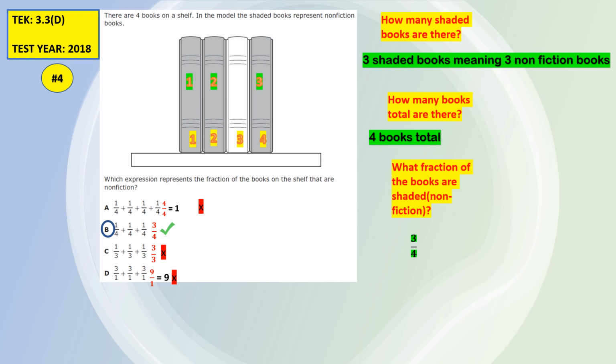Now, if you are able to figure that out on your own before watching my solution, then that is amazing. If not, it's okay. Again, this just might be something that you need to work on, and that's okay.